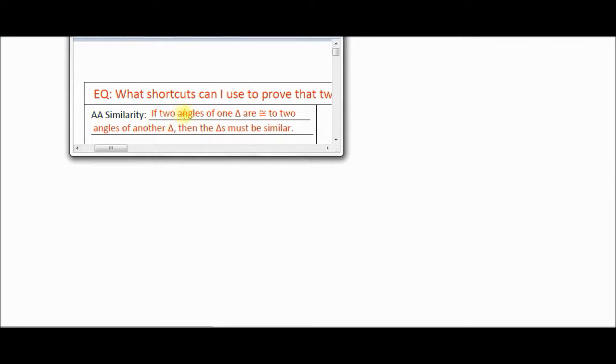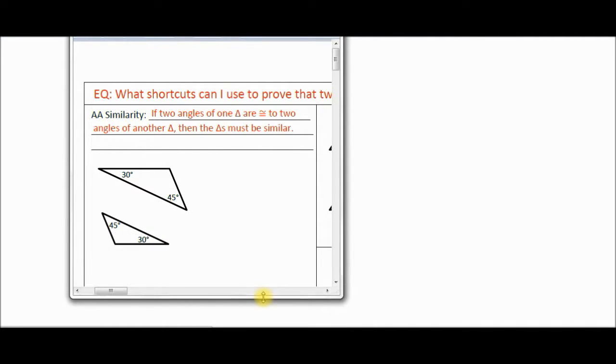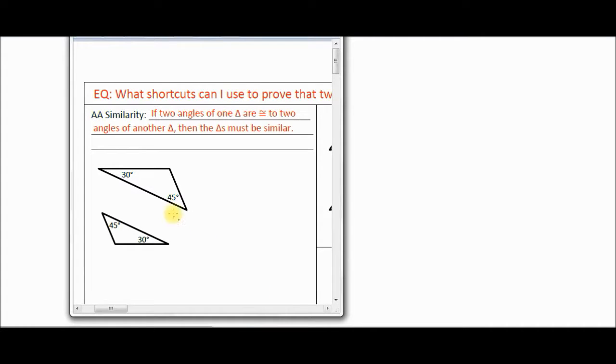Angle-angle similarity. If two angles of one triangle are congruent to two angles of another triangle, then the triangles must be similar. So class, the reason we're calling these shortcuts is because if I asked you to prove that these two triangles are similar, we've already practiced in class, you'd have to match up all three corresponding angles to see that they're congruent, and you have to match up all three corresponding sides to see that they are proportional. If those 6 things are true, you have proved similarity.